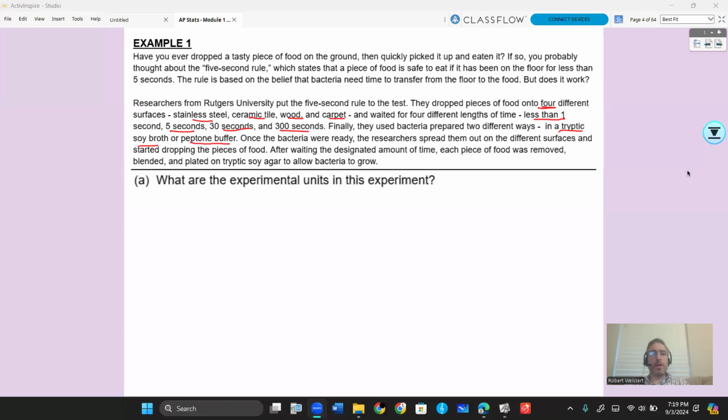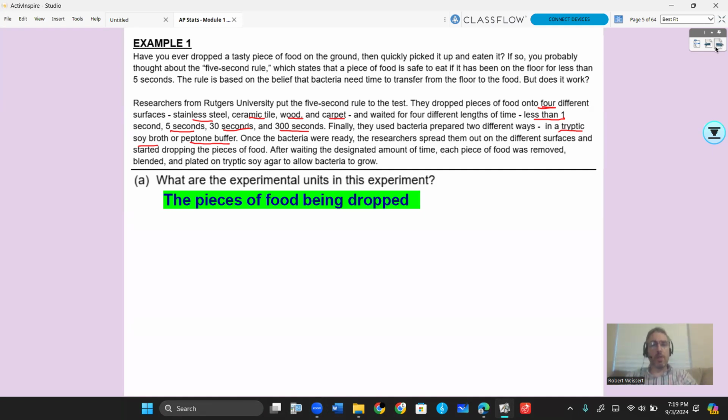Part A, what are the experimental units in this experiment? Well, in this case here, what are we trying to test? We're trying to test the pieces of food. We're seeing if there's bacteria forming up. So the experimental units aren't people in this case, they're not subjects, they're just pieces of food that we're measuring bacteria growth on. What about the factors in this experiment?